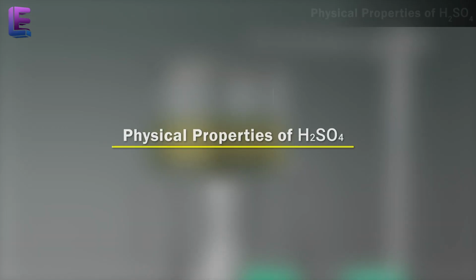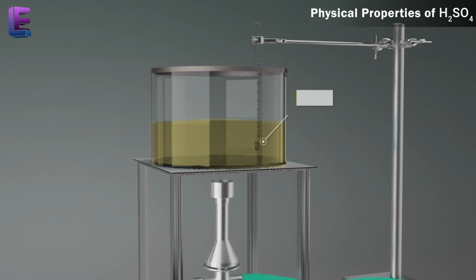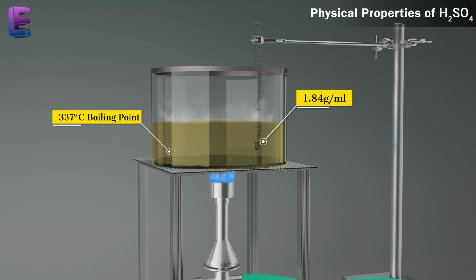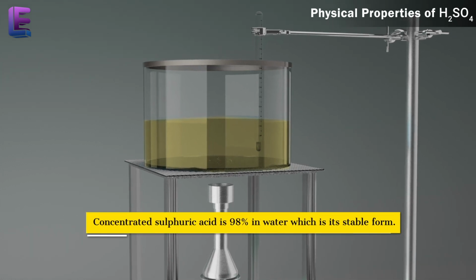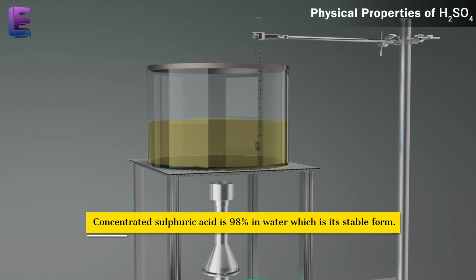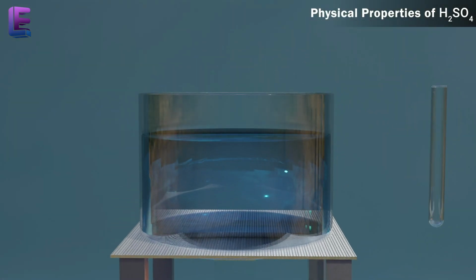Physical properties. It is a colorless or slightly yellowish dense liquid. It has a specific gravity of 1.84, a boiling point of 337 degrees centigrade, and a melting point of 10 degrees centigrade. Concentrated sulfuric acid is 98% in water, which is its stable form. It dissolves in water to give off a lot of heat.